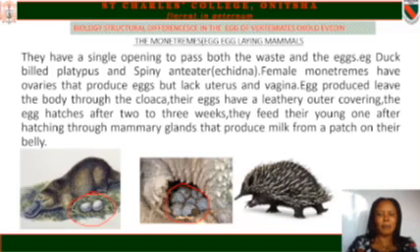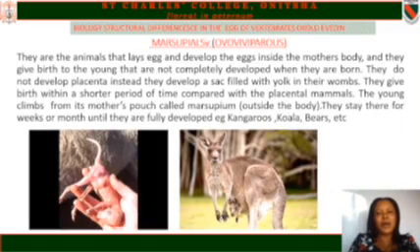Another mammal is the marsupials or ovoviviparous. They are animals that lay eggs and develop the eggs inside the mother's body. And they give birth to young that are not completely developed when they are born. They do not develop a placenta. Instead, they develop a sac filled with yolk in their wombs. They give birth within a shorter period of time compared with the placental mammals. The young climbs into its mother's pouch called the marsupium. It is located outside the body. They stay there for weeks or months until they are fully developed. Examples of marsupials are kangaroos, koala bears, etc.